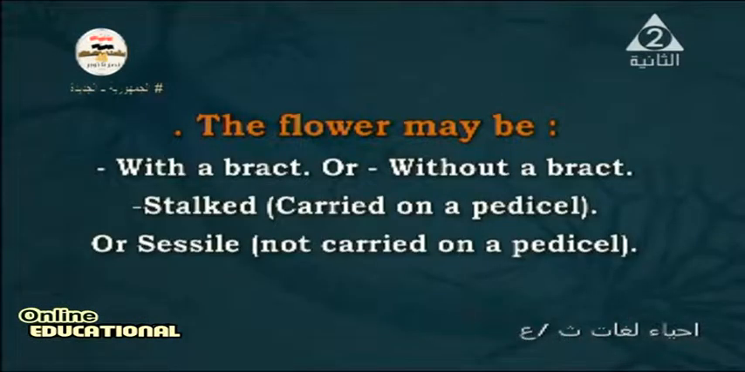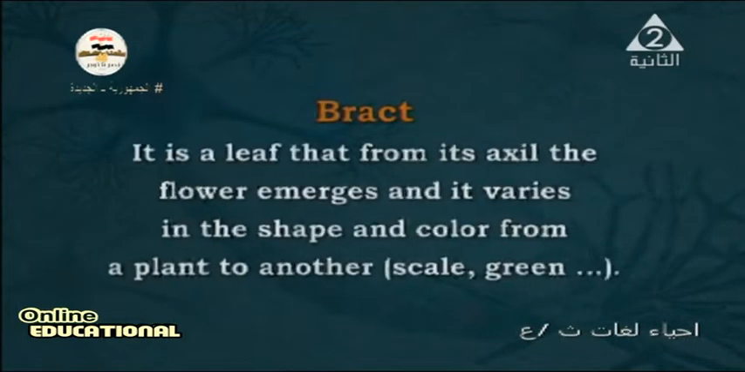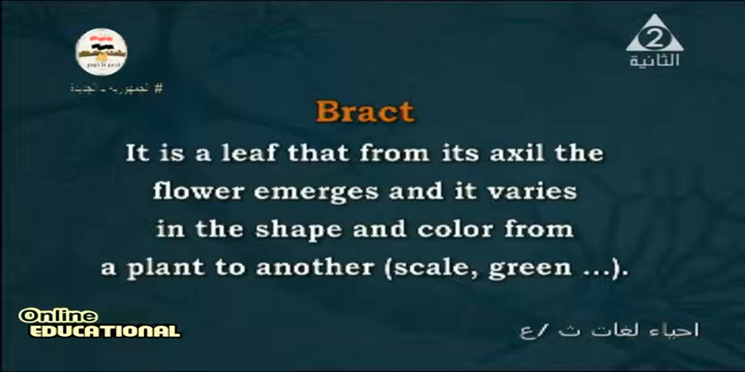The flower may be with a bract or without a bract, meaning carried on a pedicle, or sessile, meaning without a pedicle. What is the bract? It is a leaf that forms in the axil. The flower emerges and varies in shape and color from one plant to another. The bract also changes in color from one plant to another.